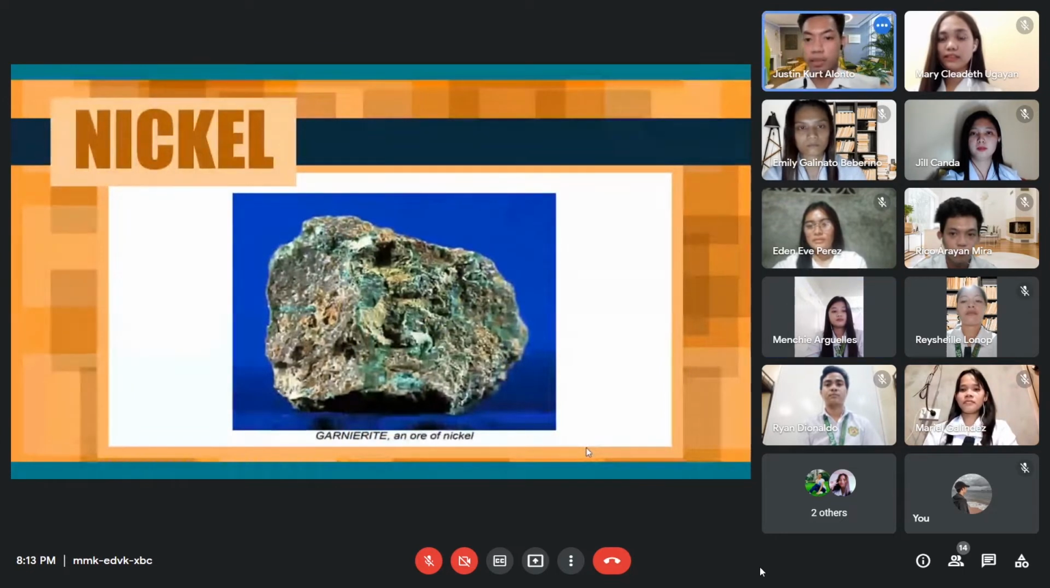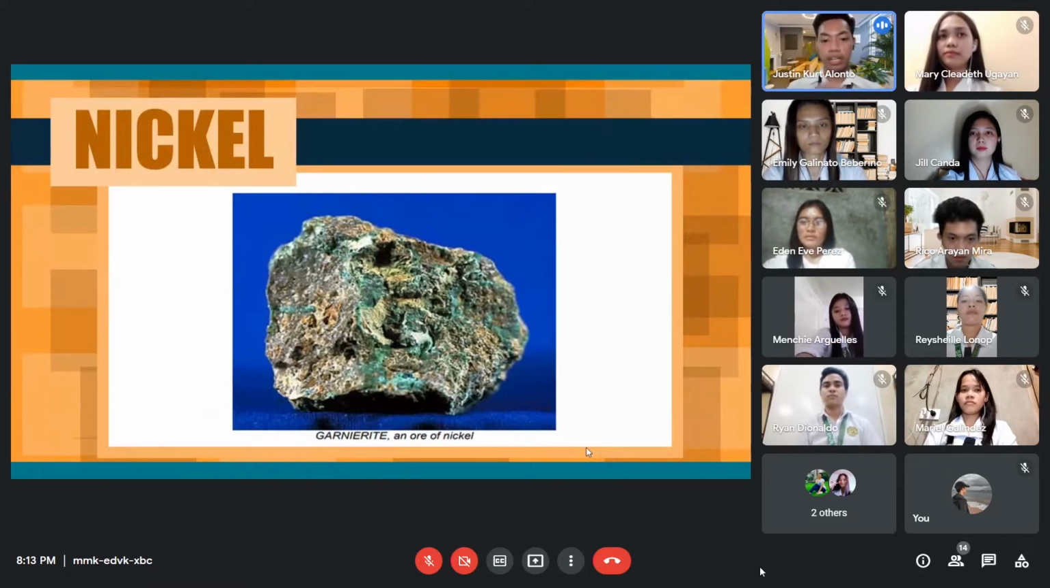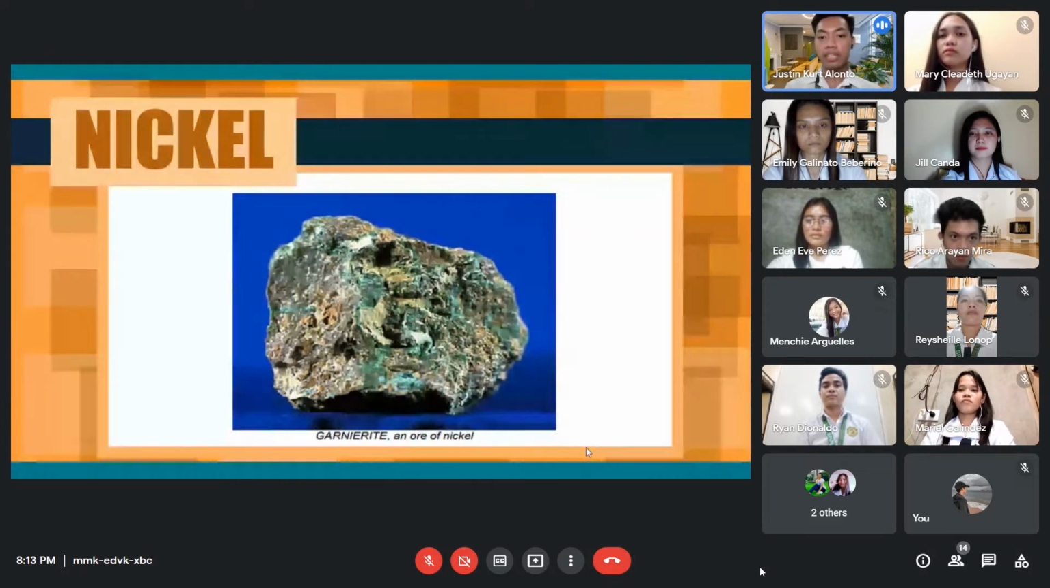And now let's proceed to the second mineral deposit, which is nickel. What you see on your screen is an ore of nickel, which is garnierite. Garnierite is a major nickel ore. It's a hydrous nickel silicate with a serpentine group of minerals. It is an alteration of olivine serpentine rocks and can be associated with olivine, serpentine, chromite, and talc.